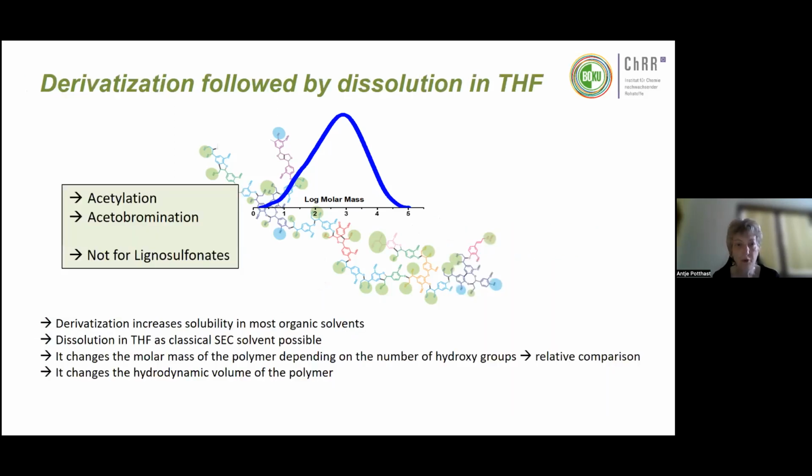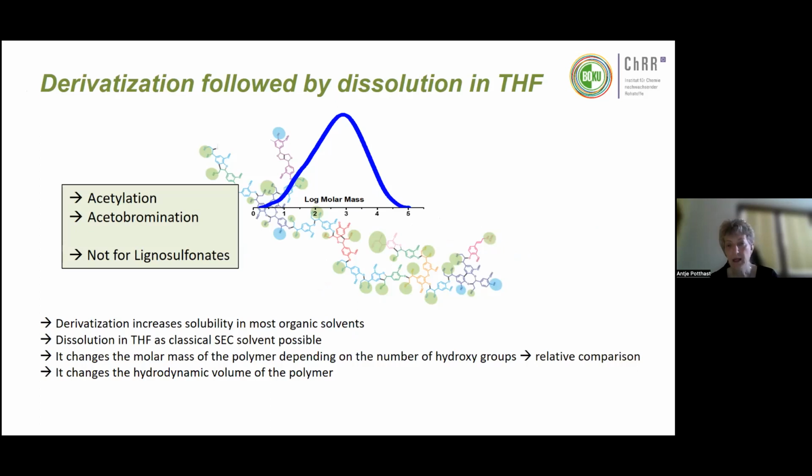Now, for an organic solvent like THF, this is a solvent which is on one hand quite universal. It has a very low UV cutoff. That's why it's used a lot. You don't actually need that low UV cutoff for lignin. A lot of columns are shipped in THF. That's also one reason why people like THF. But THF for lignin is not a very good solvent.